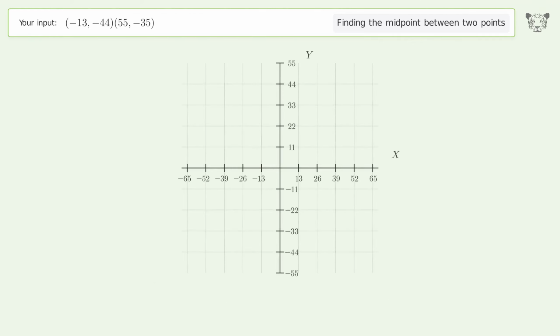The coordinates of point 1 are, x1 equals negative 13, y1 equals negative 44. The coordinates of point 2 are, x2 equals 55, y2 equals negative 35. PM represents the midpoint of the 2 points.